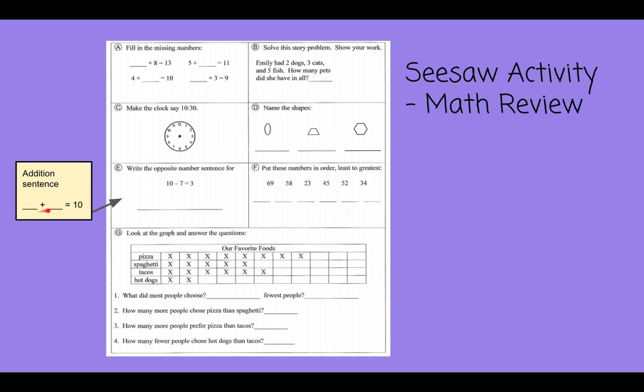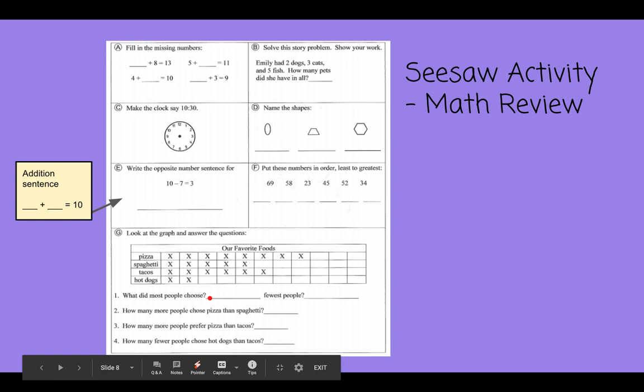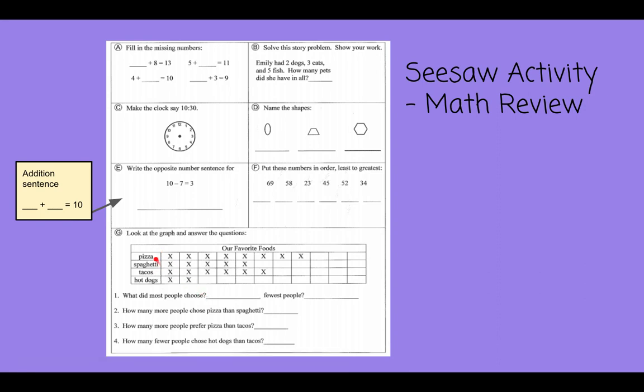So something plus something equals 10. Go ahead and make your own sentence there. In letter G, you're going to answer the questions from the graph. What did most people choose? So looking at the votes of students' favorite foods, what got the most votes? What got the fewest votes? Again, you'll have to use your labeling tool and type in your answers.